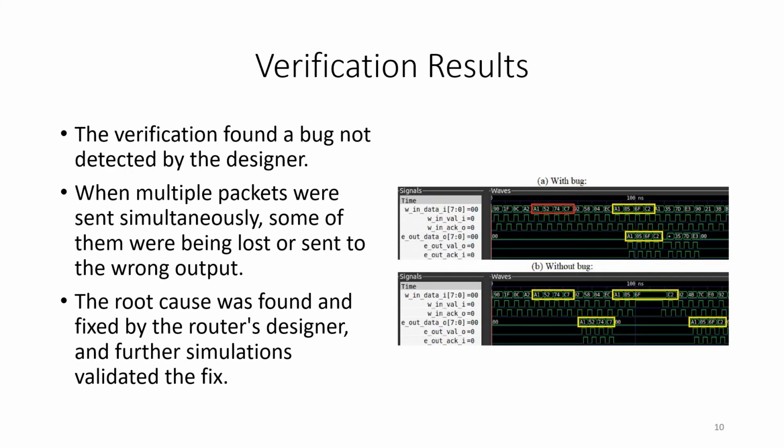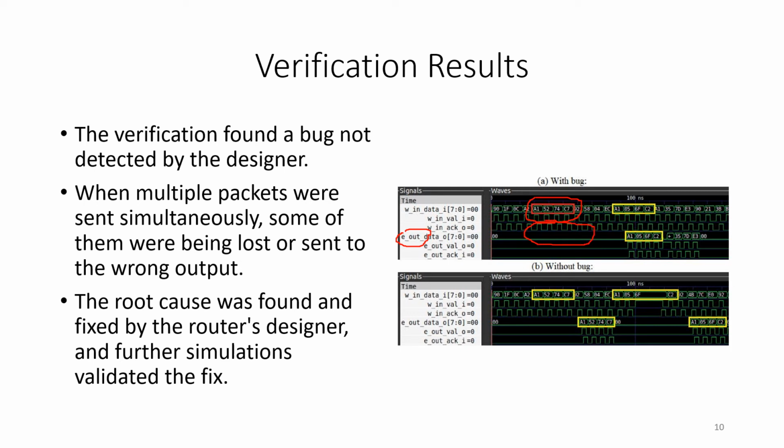As an example of the effectiveness of the verification environment, when we first ran the simulations with the router, the verification environment was able to find a bug that was not previously detected in the test benches of the designer. This bug happened when multiple packets were sent simultaneously. In this case, some of them were being lost or even being sent to the wrong output. Here in the waveform above, we can see a packet that is sent to the output E here, but the packet never goes to output E actually, right?